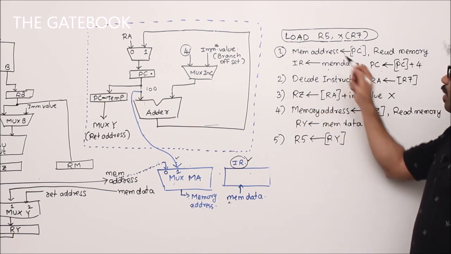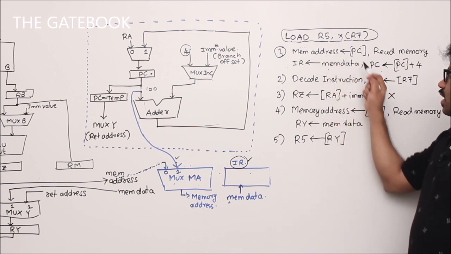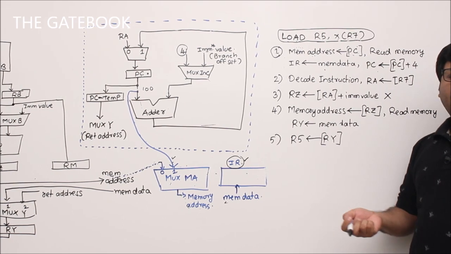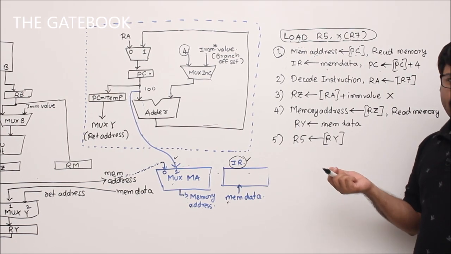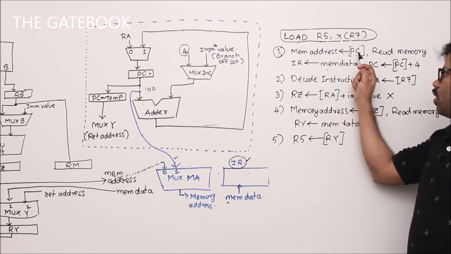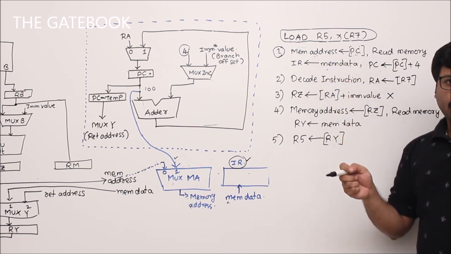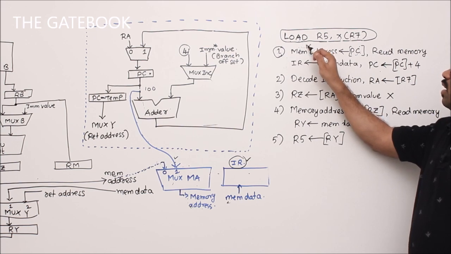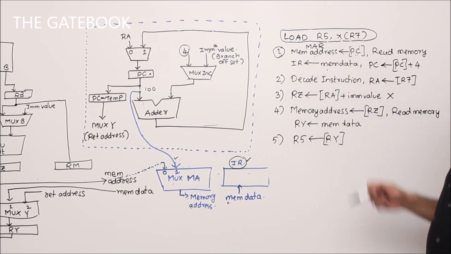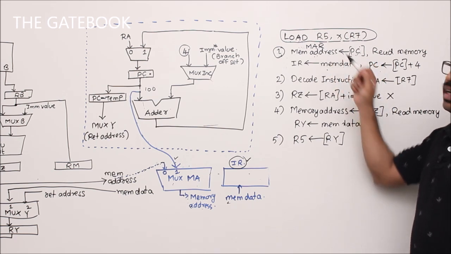First of all, what is my expectation? First thing is the program counter's content should be sent to memory address. Memory address is nothing but a register, assume that it's a register. When you send the data in the program counter to the memory address register, as some of the textbooks say, we can say memory address register. So send the program counter's value to the memory address register.